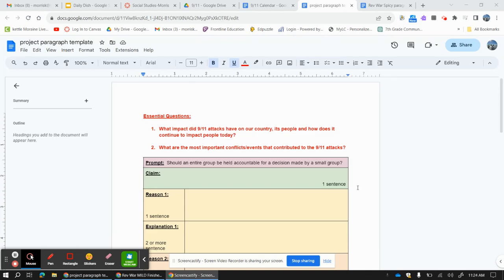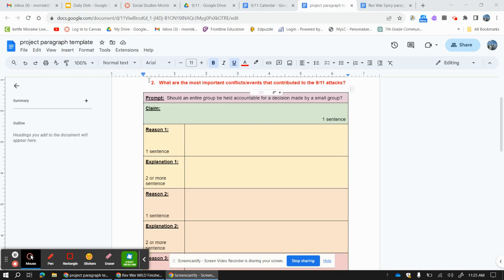Hello, you guys are going to be writing a research paragraph, and you're going to be using an argumentative thesis. There are two types of argumentative theses that you guys are going to pick from. Like this prompt: what impact did the 9/11 attacks have on our country, its people, and how does it continue to impact people today? Or you could choose to use this prompt: what are the most important conflicts and events that contributed to the 9/11 attacks? That's everything before 9/11 and causing it.